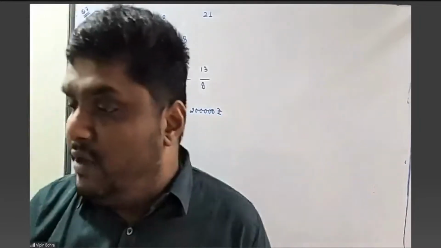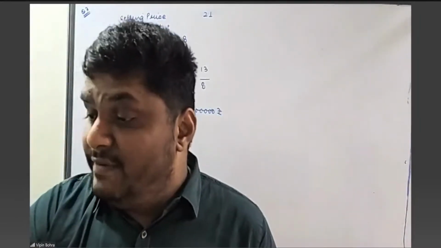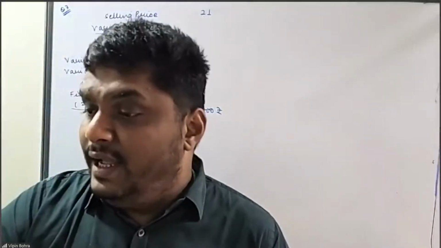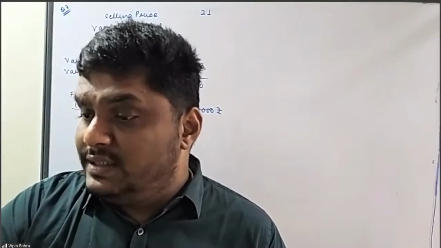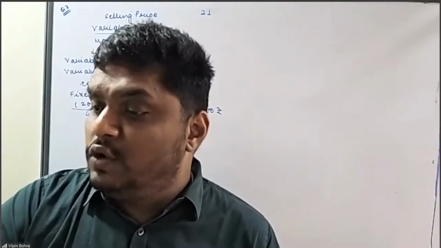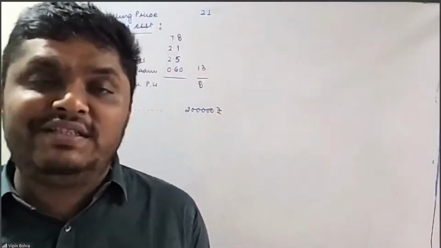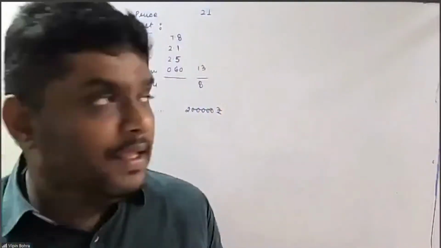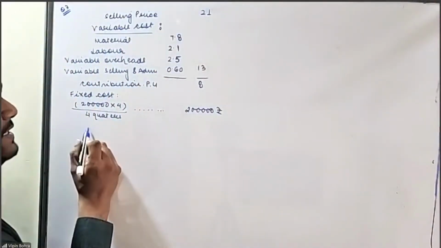See, it is given in the question also. When the plant is operating, the fixed overheads are incurred at a uniform rate throughout the year. So irrespective of the units manufactured, the fixed cost is constant. So now, since we have got the fixed cost, let us see this quarter.